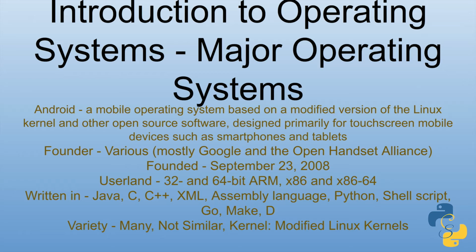But in this case, they were behind, and the userland is 32 and 64-bit ARM, x86, and x86-64. It was written in a lot of programming languages, including Java, C, C++, XML, the assembly language, Python, Shell script, Go, Mach, and D. The variety, there are many. They are definitely not similar. If you have ever compared two Android phones, they are very, very not similar, other than the fact that they have basic Google apps, just YouTube, Google Play, Gmail, etc., etc. The kernel, of course, are modified Linux kernels, and again, this is where Linux kernel comes in. Linux kernel is incredibly useful, incredibly powerful, but it is not good for beginners. For beginners, I would probably recommend the Windows or macOS kernels because those are a lot easier to operate.